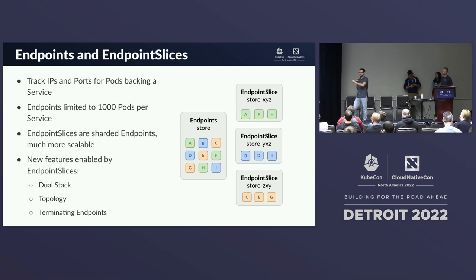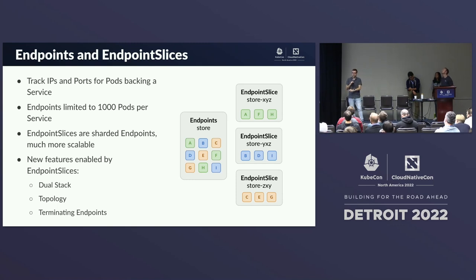Endpoint slices are a newer resource, and that basically is sharded endpoints. There became a time where services started to get really big. We saw services with, say, 10,000 endpoints. And that just didn't work very well, trying to shove all that information into a single Kubernetes resource. So instead, to address that kind of scale, we split it out into several endpoint slices per service.